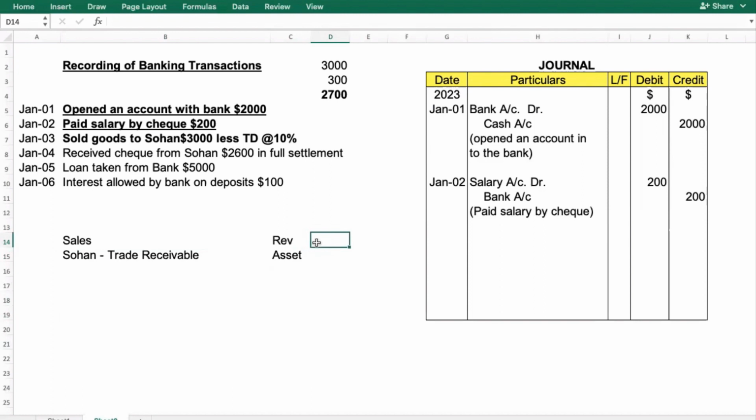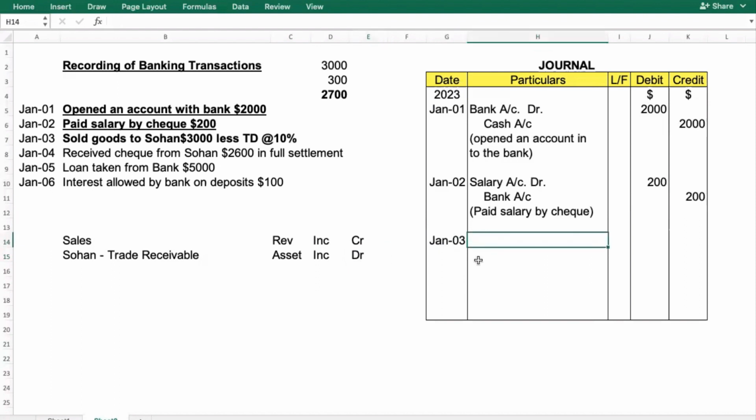Revenue is increasing. Is this asset also increasing? Increasing, because earlier he owed zero, but now he owes 2,700. So increase in revenue, credit; increase in asset, debit. Now, January third, let me write. First the debit item. Here the asset is increasing, so debit.